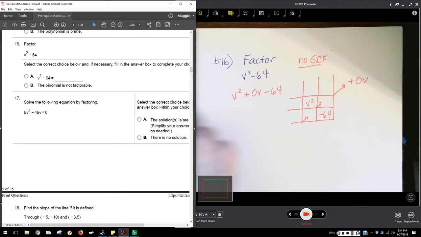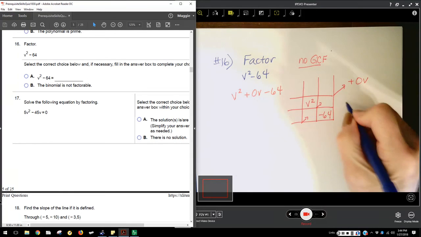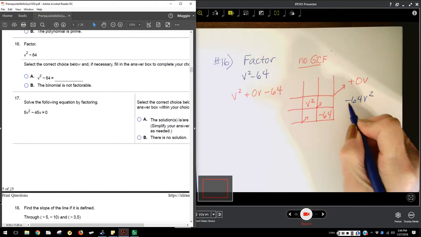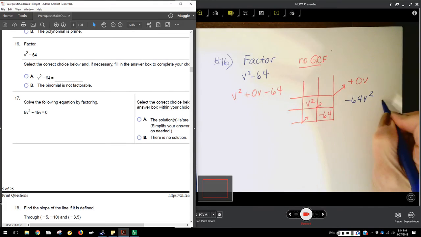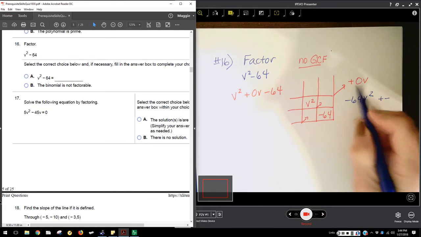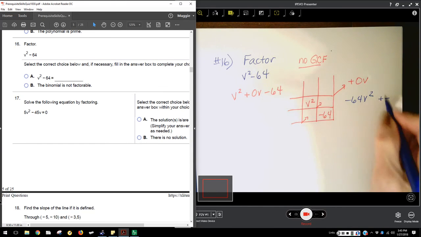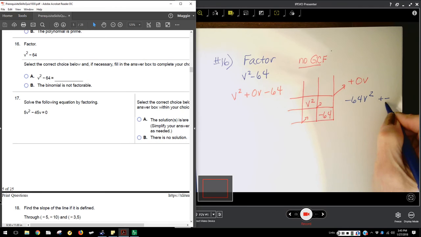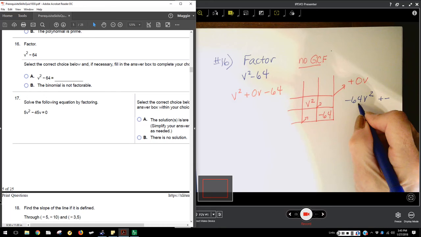So we go and say, okay, we have negative 64v squared. It's negative, so we know that one sign is going to be positive, one sign is going to be negative. And if they're going to add up to 0, it really doesn't matter which one's which, because they have to add up to 0. It means they're going to be the same number, but different signs. But we're going to proceed the way we would have to begin with.